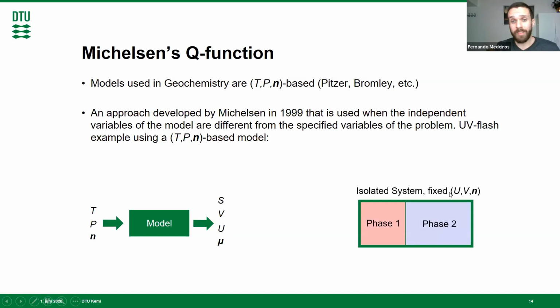But what happens in a UV flash is that I have an isolated system with fixed U, V, N. So here I have phases, because they're not the same as the variables of the model.